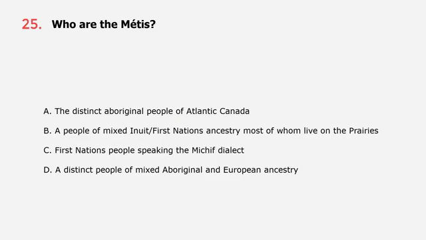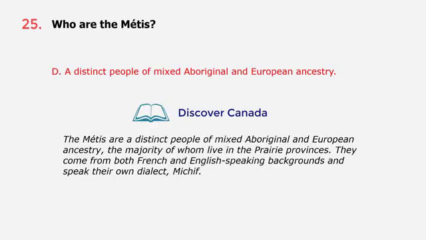Question 25. Who are the Métis? A. The distinct Aboriginal people of Atlantic Canada. B. A people of mixed Inuit and First Nations ancestry, most of whom live on the prairies. C. First Nations people speaking the Michif dialect. D. A distinct people of mixed Aboriginal and European ancestry. The answer is D. A distinct people of mixed Aboriginal and European ancestry.